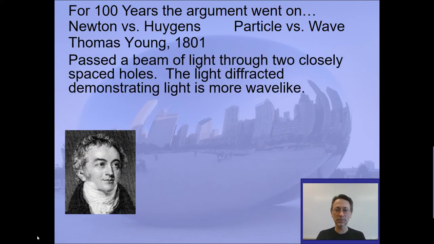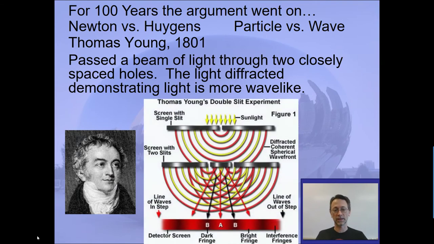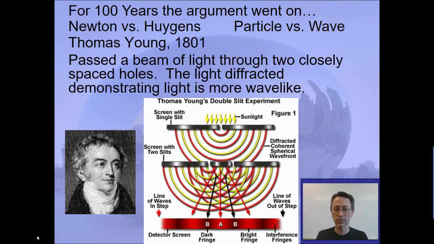So he passes a beam of light through two closely spaced holes, and the light diffracted, demonstrating that light is more wave-like. So this should look familiar to you. It was similar to the ripple tank that we did. So he put it so that there's this one little gap here, and we get this one point source of these waves coming through. And you can picture it as like the red being the trough, the yellow being the crest.